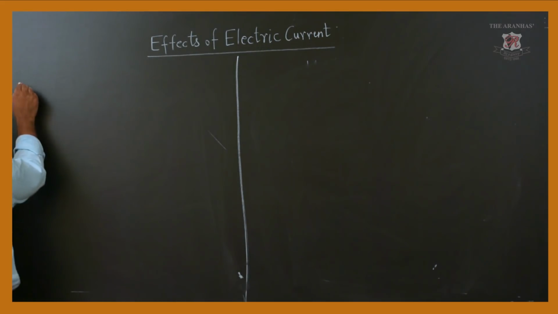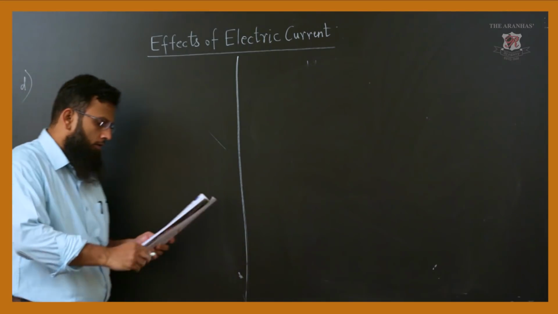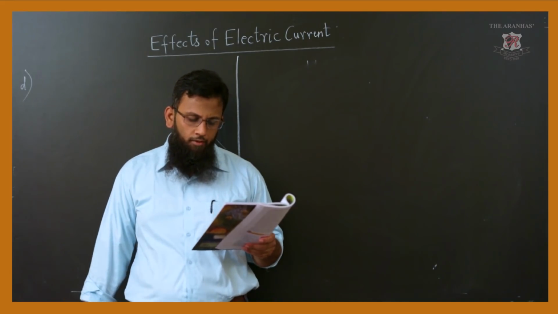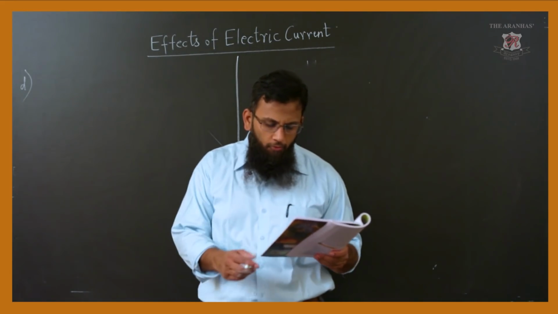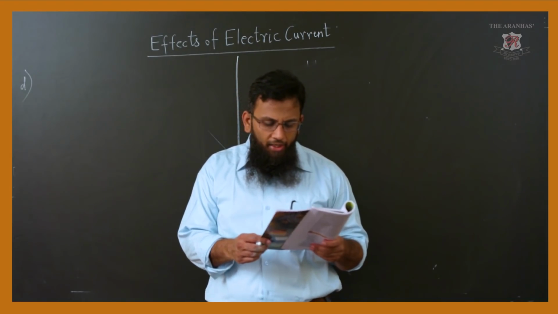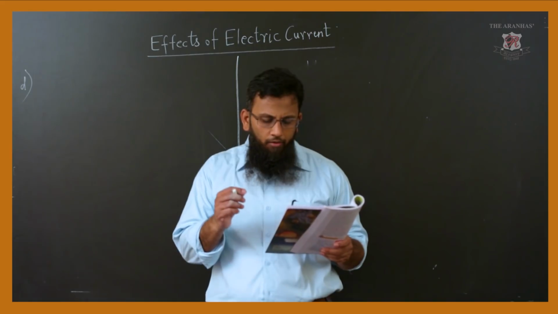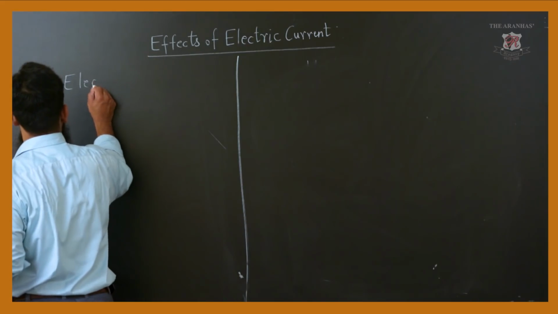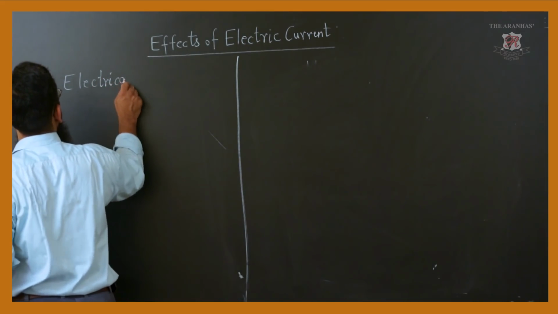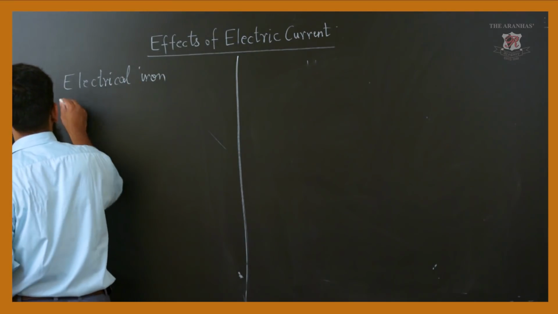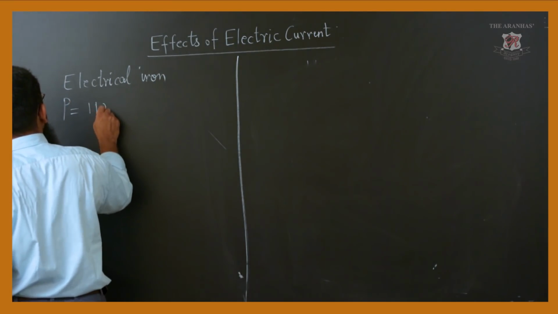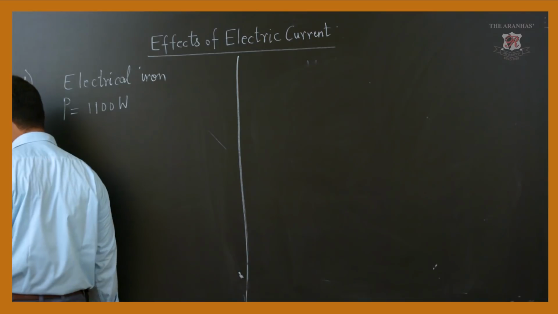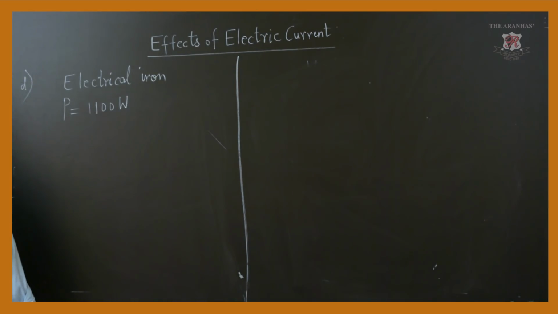It is an unsolved problem from the textbook, page number 61, problem D, where they have given, I will read it for you, an electric iron of power 1100 watt. So, the appliance used over here is electrical iron whose power is 1100 watt. It is operated for 2 hours daily.